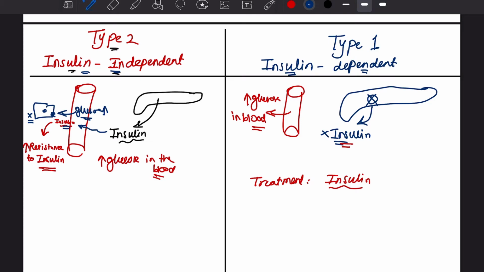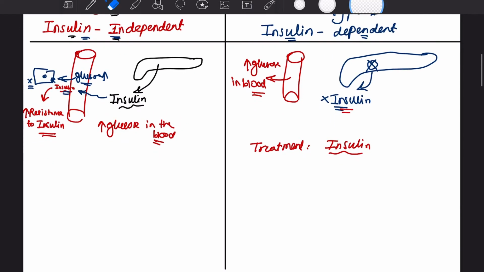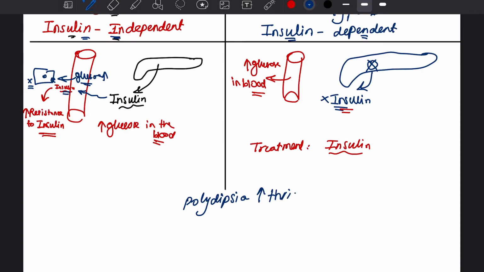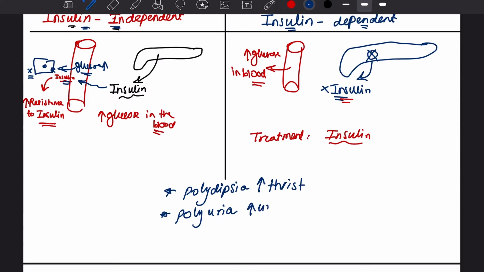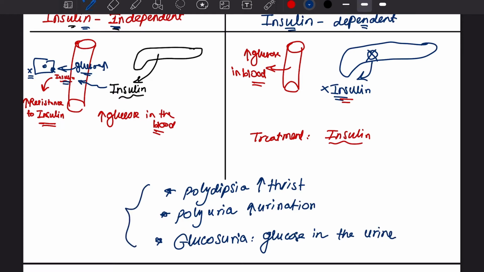The symptoms of diabetes, let's write them for both types, will be polydipsia. It's increased. Poly means increased. Dipsia means thirst, increased thirst. Polyuria, which is increased urination, and glucoseuria, which is glucose in the urine. So let's explain briefly why these symptoms appear in diabetes.